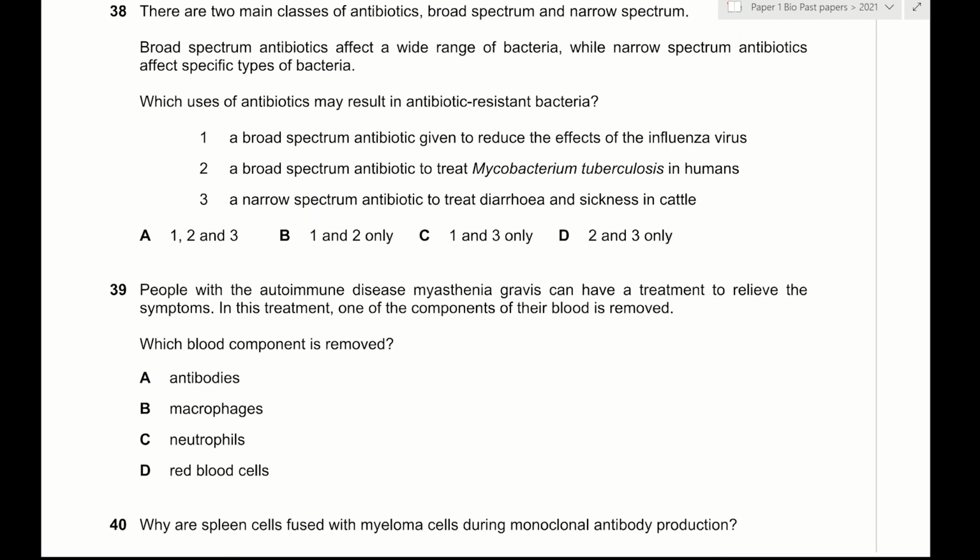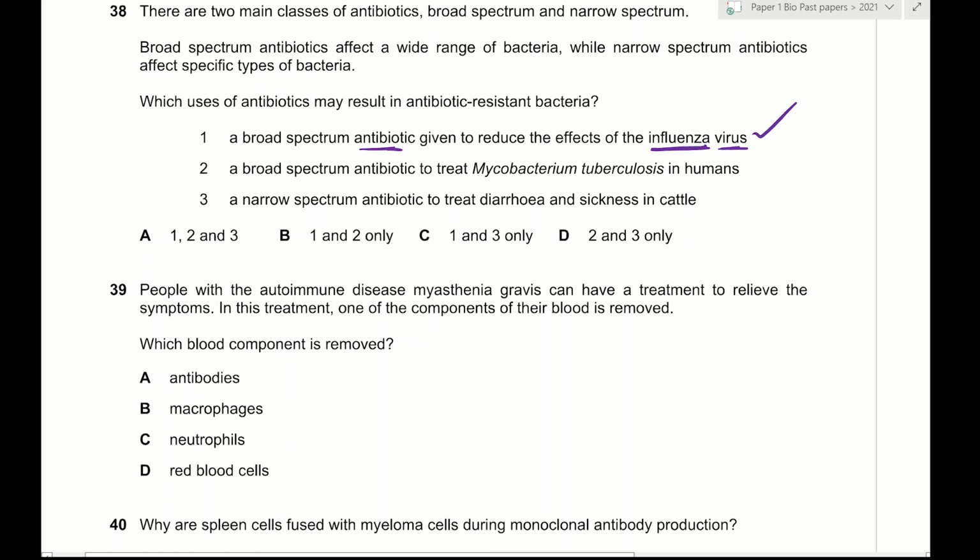1. A broad spectrum antibiotic given to reduce the effects of influenza virus. First of all, here we know the specific type of virus caused, and here we're using a broad spectrum antibiotic. We know that influenza is a virus. So if you use an antibiotic with a virus, it won't even kill the virus and would only cause antibiotic resistance. So this is correct.